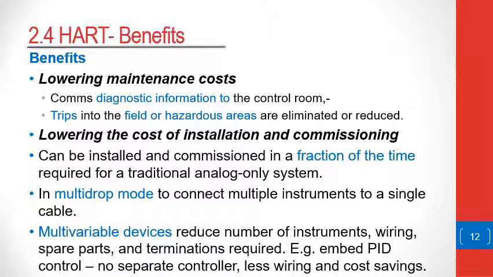It also lowers cost of installation and communication, in the sense that the HART network can be commissioned in a fraction of the time compared to an analog only system. And it's multi-drop, which means on a single wire, multiple devices can be connected, and the devices are multivariable, which means instead of requiring multiple devices to measure multiple variables, you can use fewer of them, because each device is able to measure multiple variables.